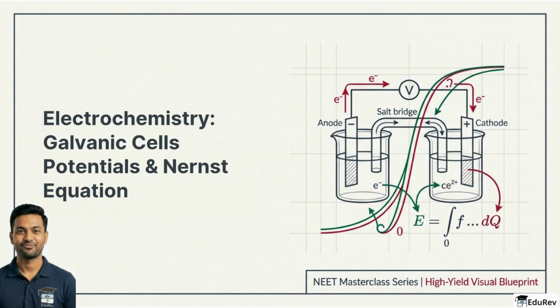In this part, the focus is on galvanic cells, electrode potentials, and the Nernst equation. That means we are moving from the basic cell setup to the ranking of metals, then to non-standard conditions, and finally to how cell potential changes in real situations. This is the point where electrochemistry starts behaving like a complete toolkit instead of a set of isolated equations.